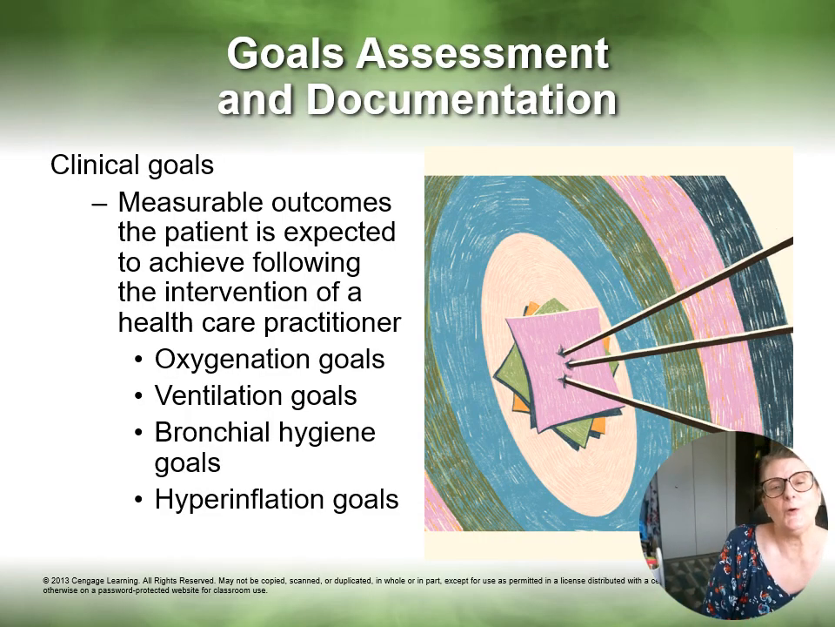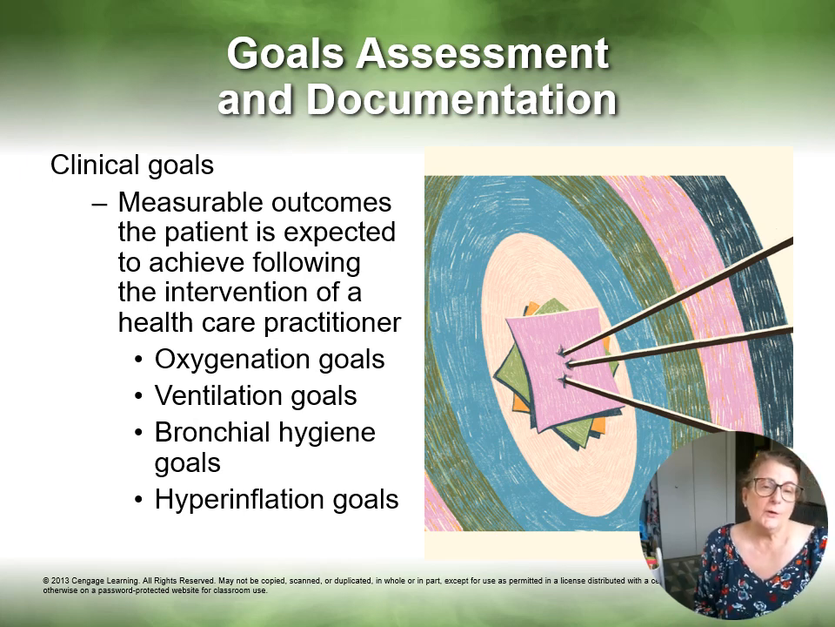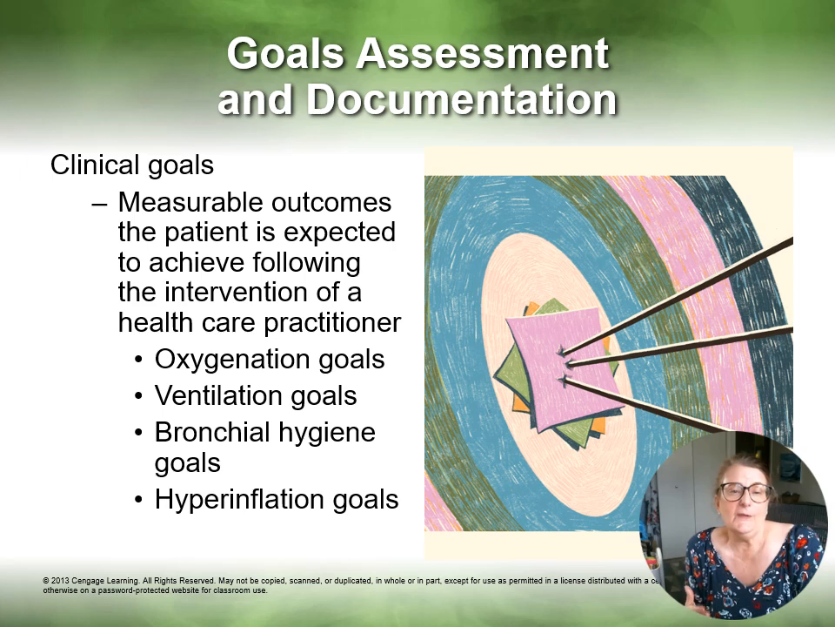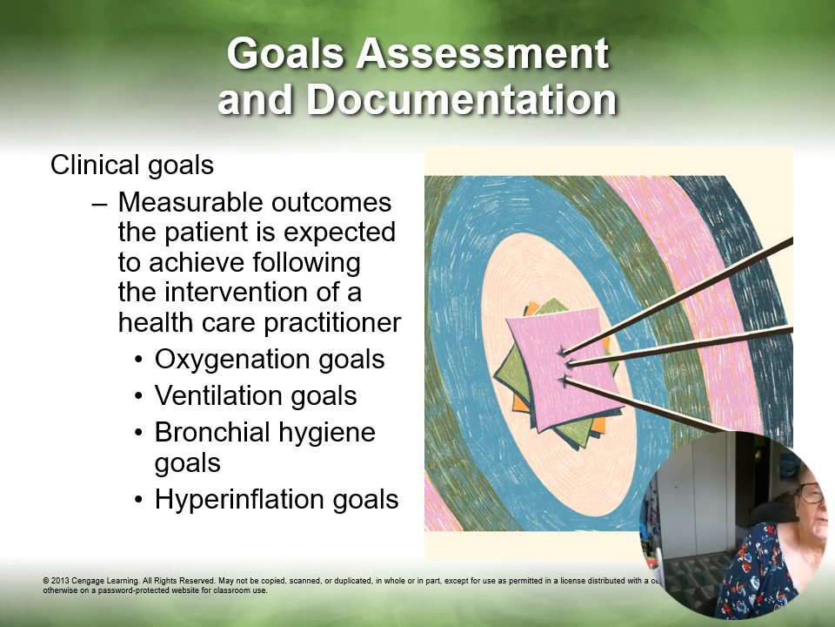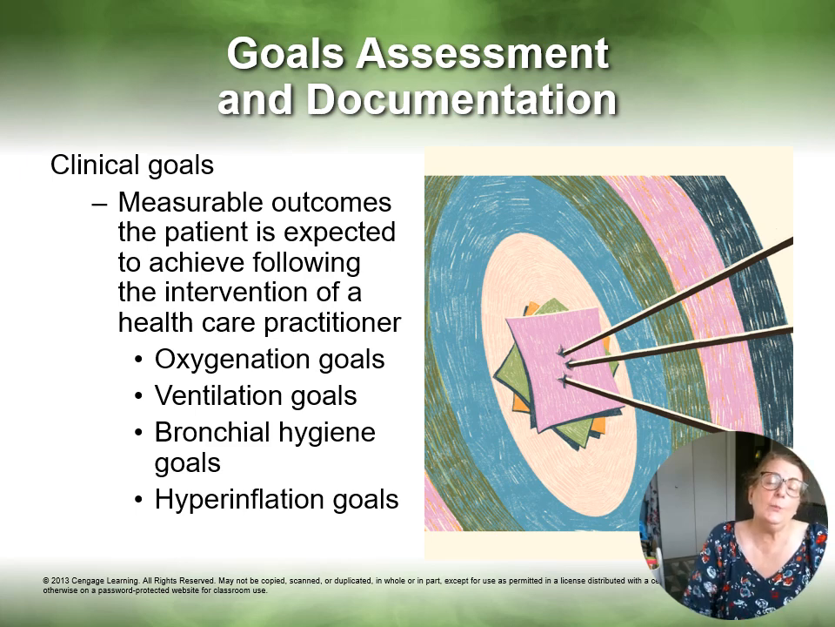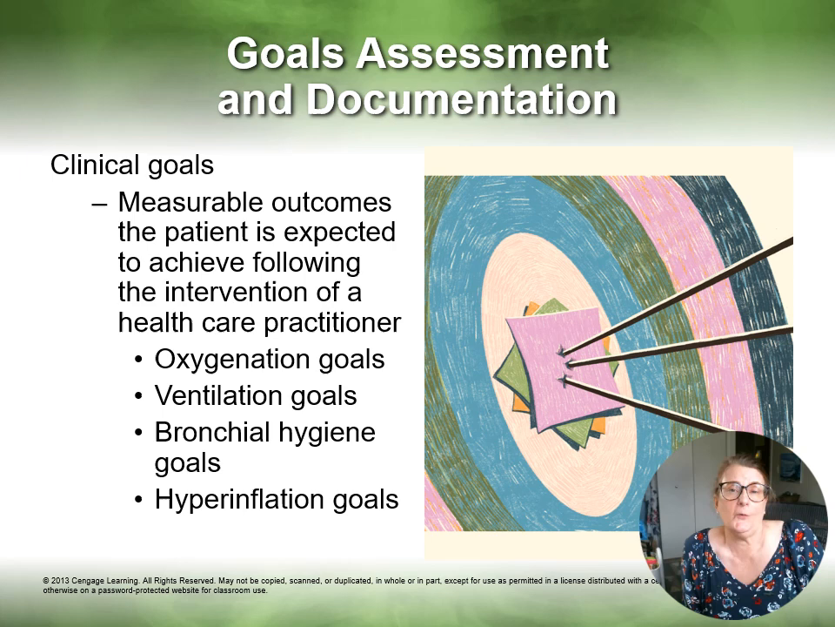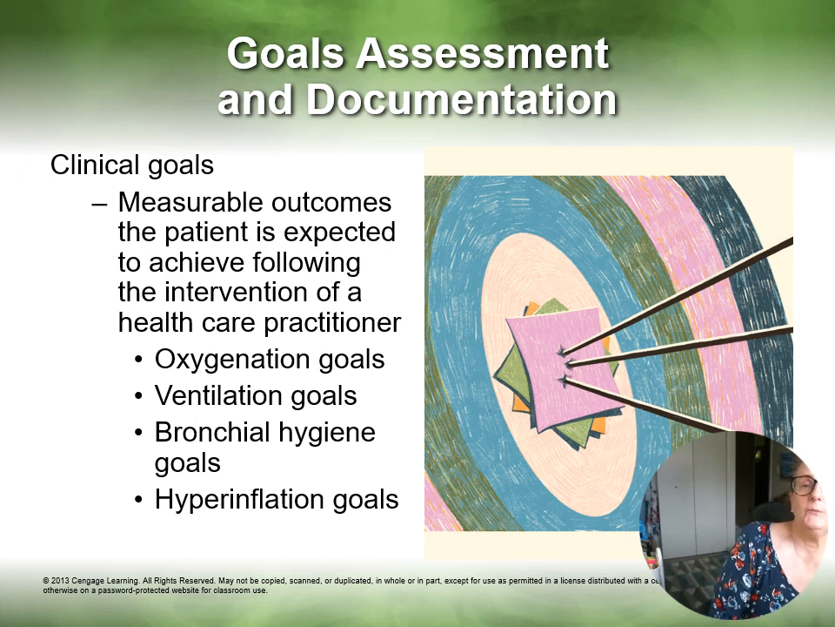Let's talk a little bit about goal assessment and documentation. We should have SMART goals, goals that are clear, that are easy for you and the patient to achieve, that are timely, and that you can measure. Some of these include oxygenation goals, ventilation goals, bronchial hygiene, and hyperinflation goals. And these can be part of protocols for your department, for the respiratory therapy department, and for the hospital. They can vary, and so make sure you know how to document within a protocol.